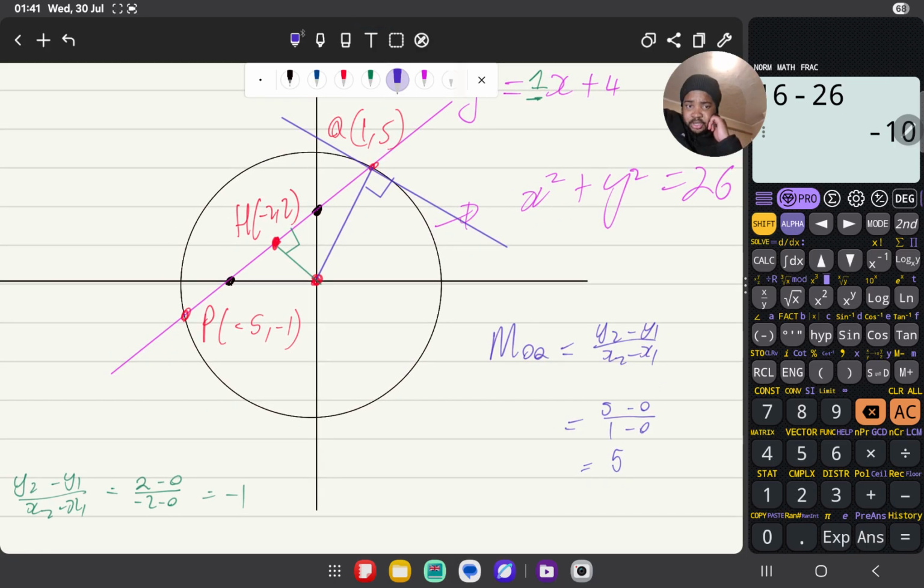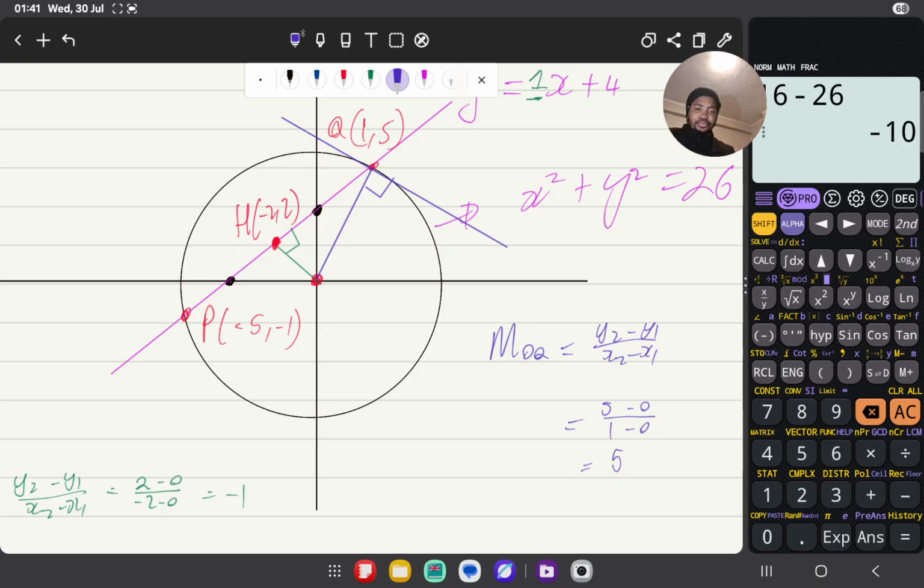Does it make sense? Yes, it makes sense, because as x values increase, the y values also increase. That's what I mean when I say it doesn't make sense. I was trying to confirm that, you see.